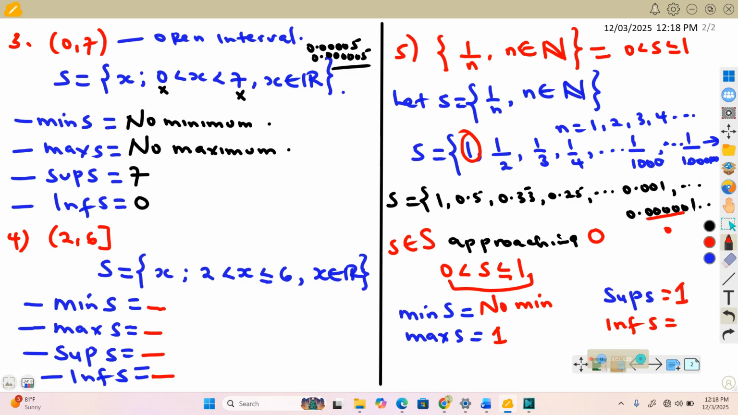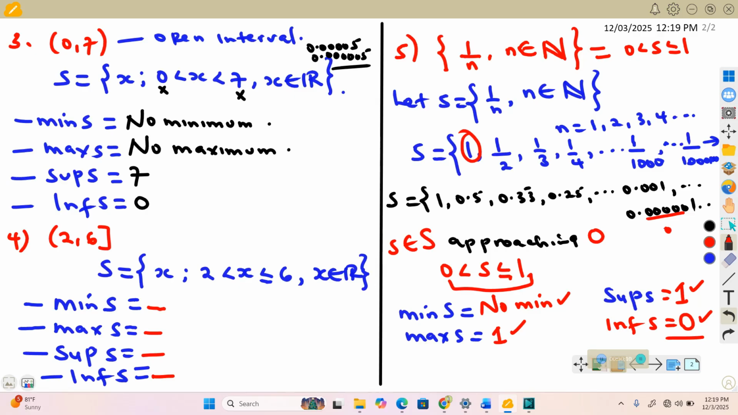So 1 qualifies still. The infimum of this set will be 0, because there is no element here which will be a lower bound below it. So 0 will be the lower bound, and when you consider other lower bounds, 0 will be the greatest lower bound. So 0 will qualify to be the infimum. So we shall not have the minimum, but we shall have the maximum, the supremum, and the infimum. So that is for our case number 5.